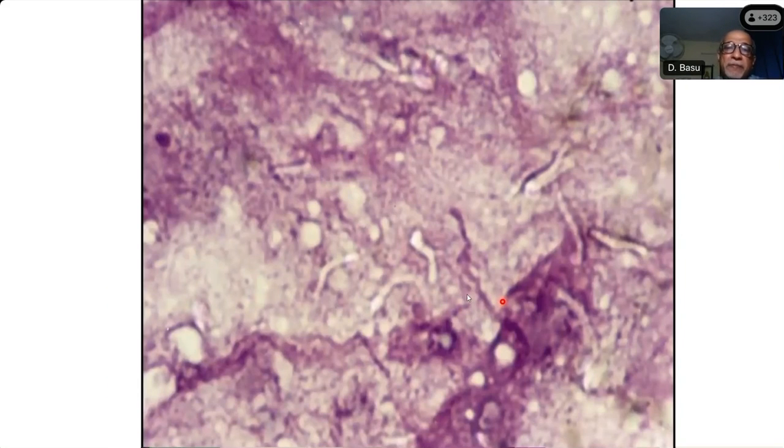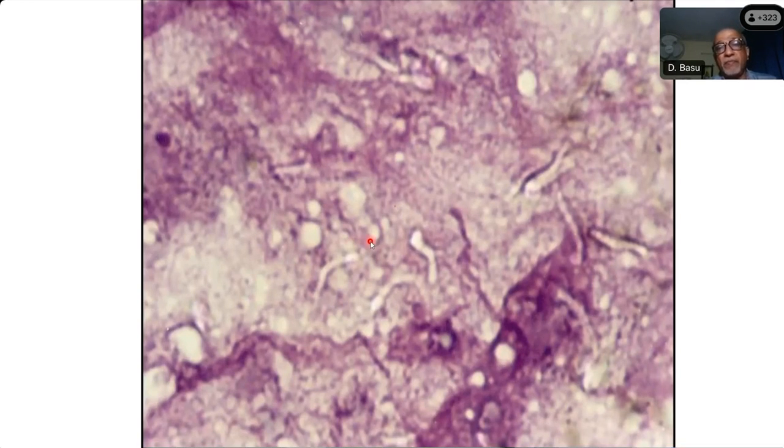Right now, what do you think, fungus or bacteria? Sir, this I think is a PAS stain, which again is showing negative. This is again Leishman, the routine Leishman stain. It's not a PAS stain.